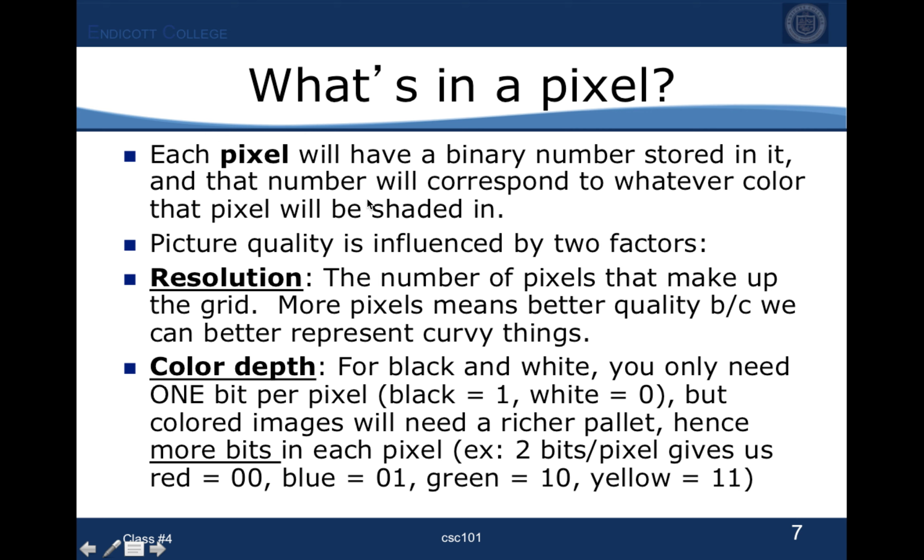The quality of an image or picture is influenced primarily by these two factors, and we'll spend quite a bit of time talking about each. Resolution refers to how many pixels are in your grid. Think about the grid that we started with, which I think was 7 by 7. I'm not going to get a photo quality image no matter what I do in a 7 by 7 grid. I'm going to just get boxy looking things, which is fine if that's all I care about.